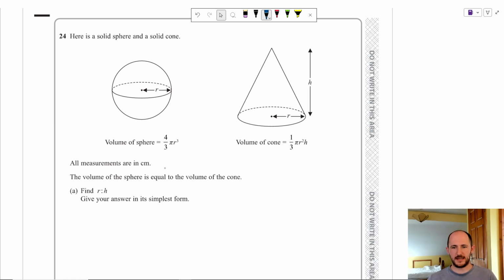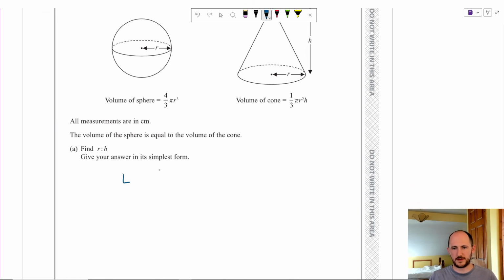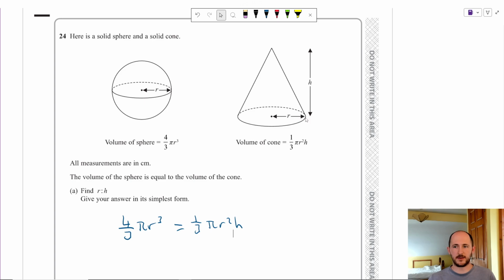So you know the volumes are equal, so all we're going to do is write the volume of the sphere, which is 4 over 3 pi r cubed. We can't sub anything in because we don't know the radius. And it's going to be equal to a third, and again pi r squared h, because again we don't know the values. Now the important thing here is that the radii are the same. It does tell us, because they're both r, they must be the same.